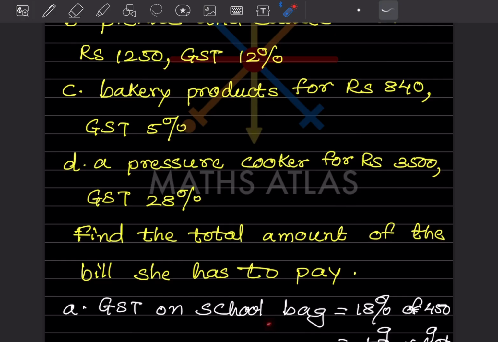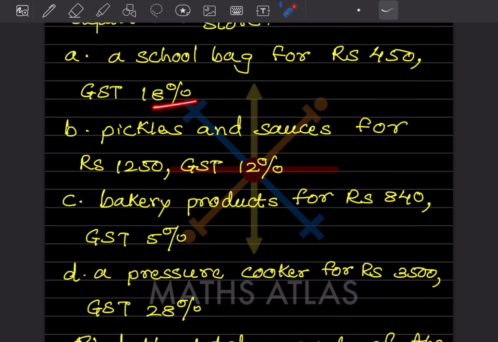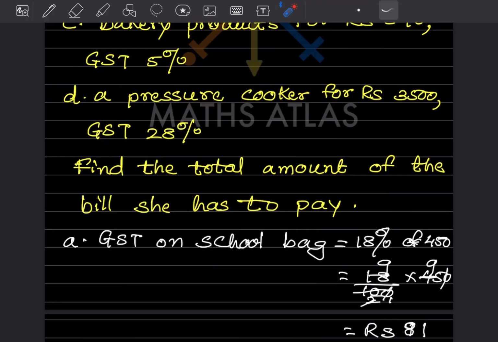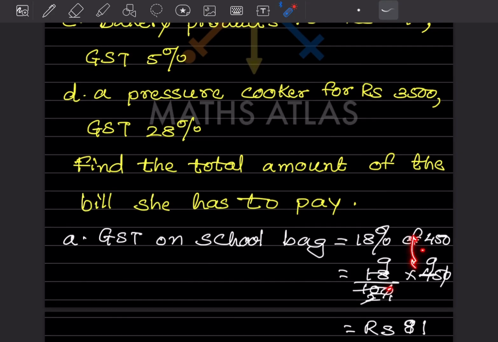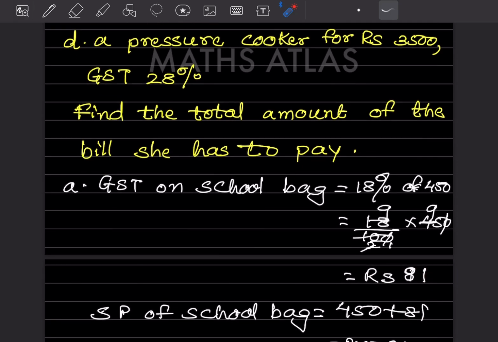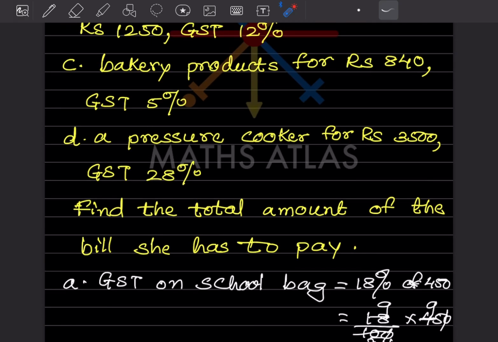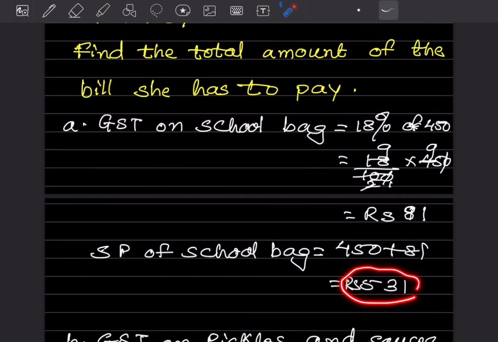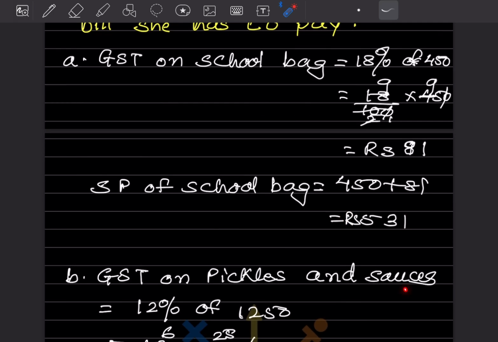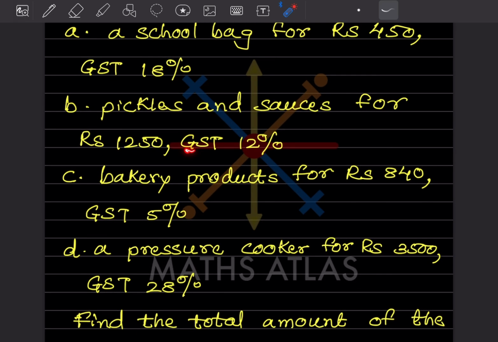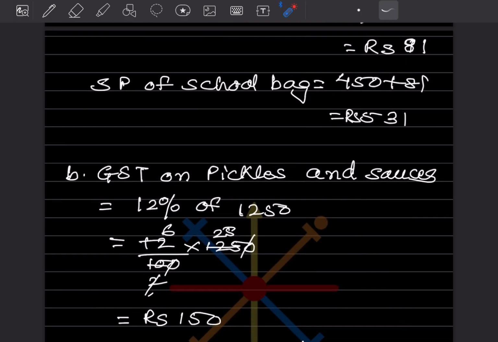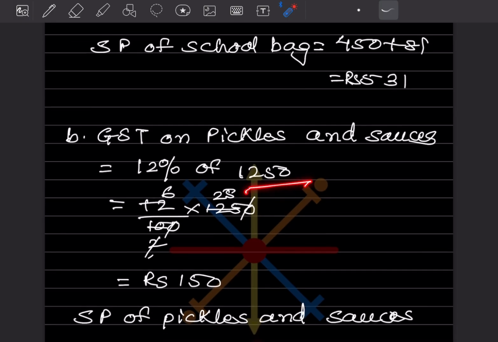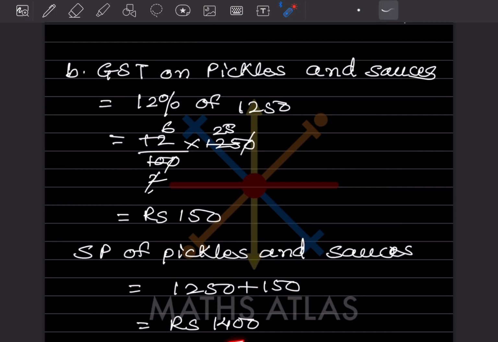So GST on the school bag, that is 18% of 450. Of means multiplication. After simplifying this, we got 81. So the selling price of the school bag is going to be 450 plus 81, that will be 531. Then the GST on pickles and sauces, that is 12% on 1250, which after simplifying, we get as 150. So selling price is going to be 1250 plus this GST, that will be 1400.